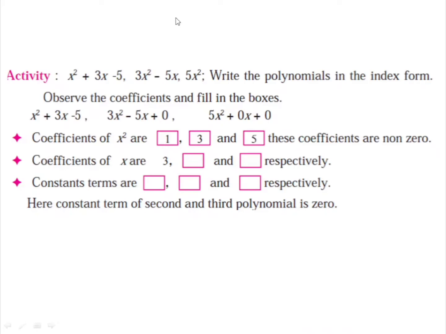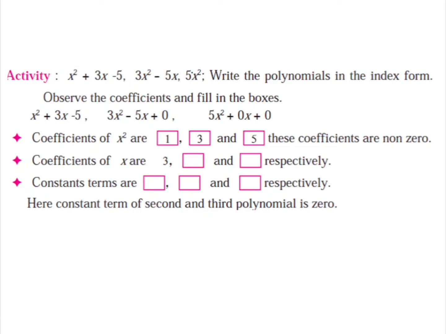In today's video, let's solve one activity based question. The question is x square plus 3x minus 5, 3x square minus 5x and 5x square. These are the three polynomials given which are quadratic polynomials, and the question is write the polynomials in the index form and observe the coefficients and fill in the boxes. So first of all, we should write these three polynomials in the index form.